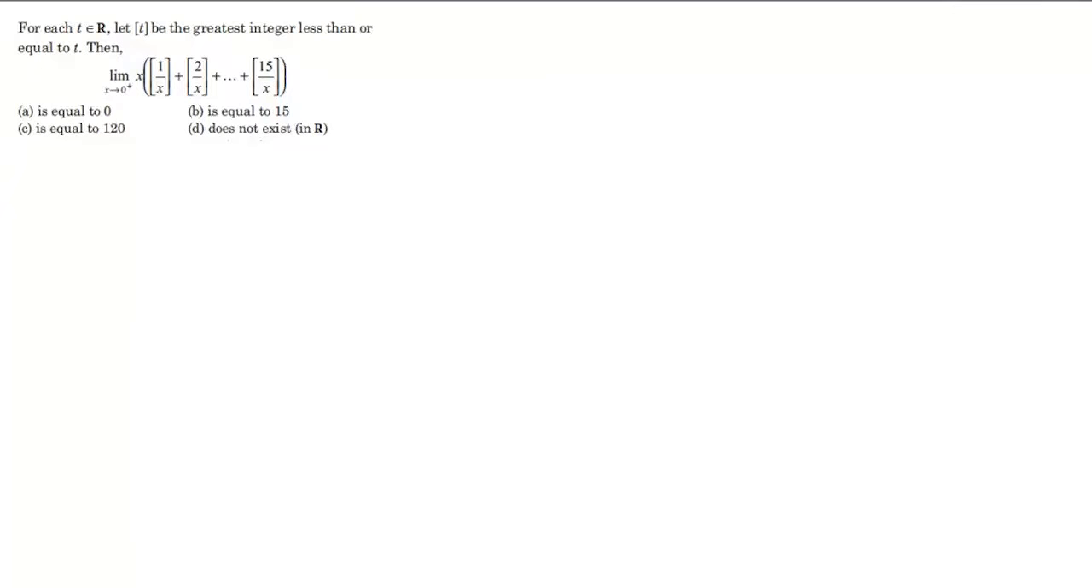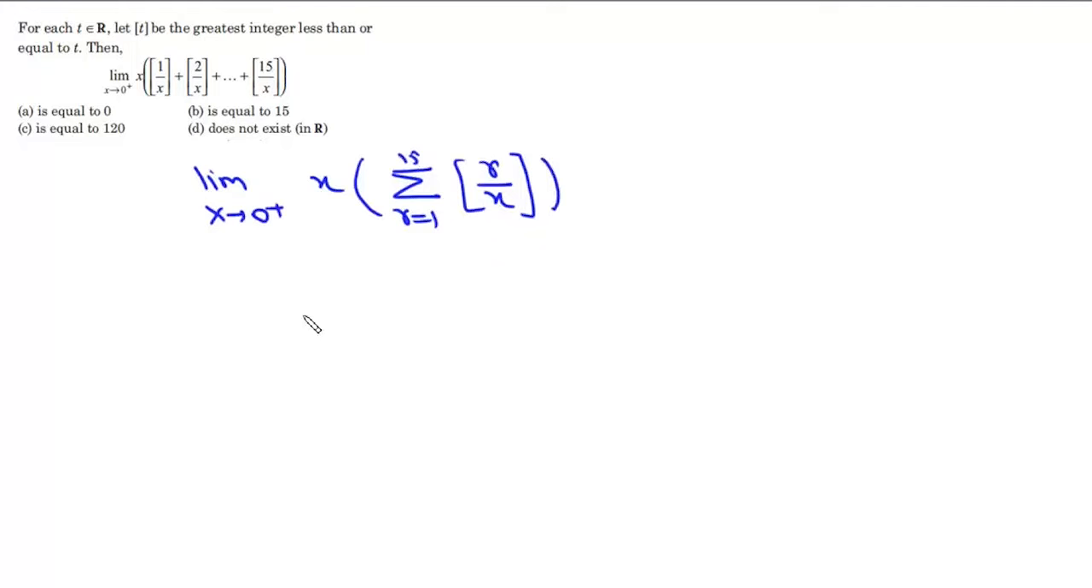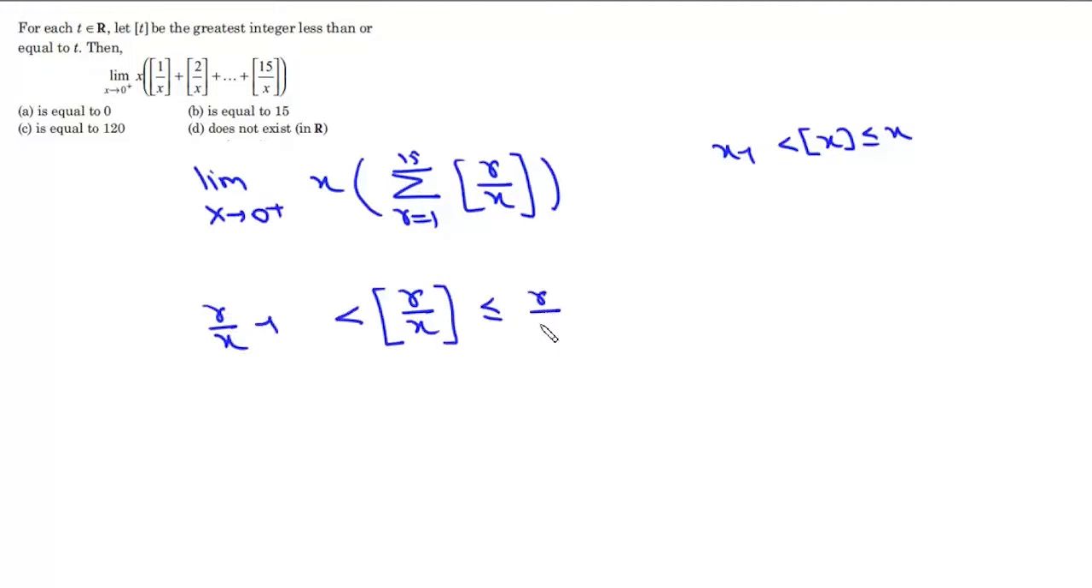Now here the question is, we're given that limit x tends to 0 positive, x into this summation of the greatest integer function of r by x, where r varies from 1 to 15. Now we know that any greatest integer function is less than or equal to x, but greater than x minus 1. So we can write the greatest integer function of r by x will be greater than r by x minus 1, and less than or equal to r by x. Now if we multiply it with x, we can write r minus x will be less than x into the greatest integer function of r by x, and less than or equal to r.